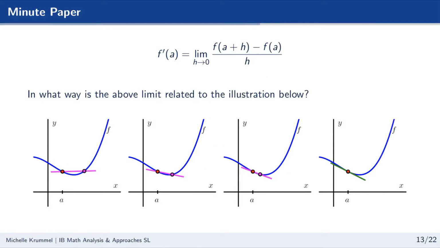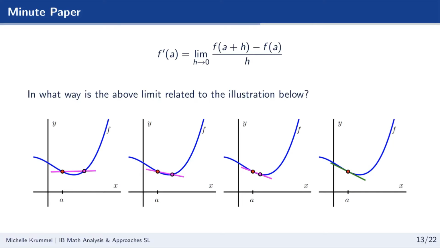So here we have at the top our definition of derivative. F prime of a equals the limit as h approaches 0 of f of a plus h minus f of a over h. In what way is that limit that we see above related to the illustration below?